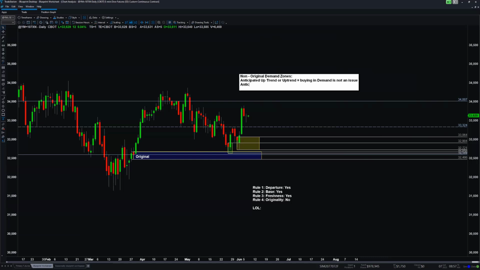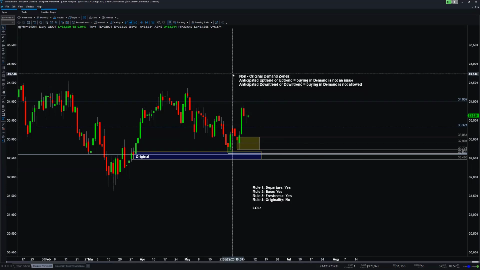However, if there's an anticipated downtrend, or if there is a downtrend, then buying in demand is not allowed. Okay, so buying in non-original demand zones would not be allowed.